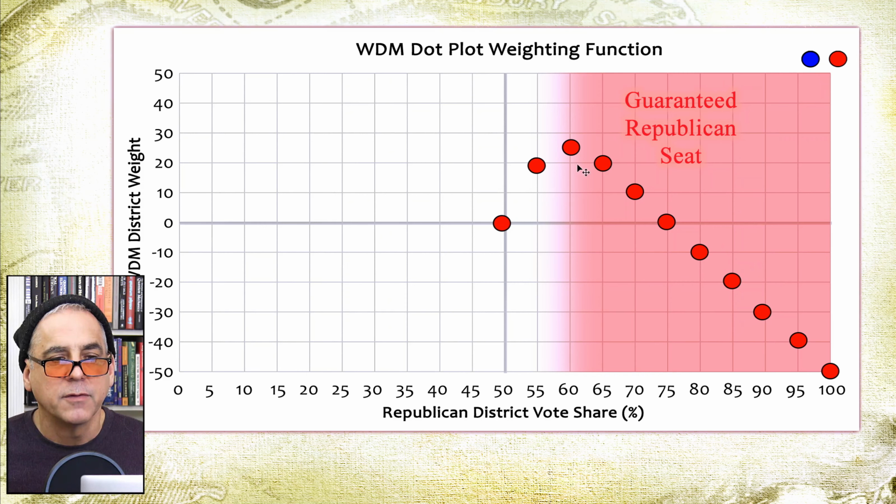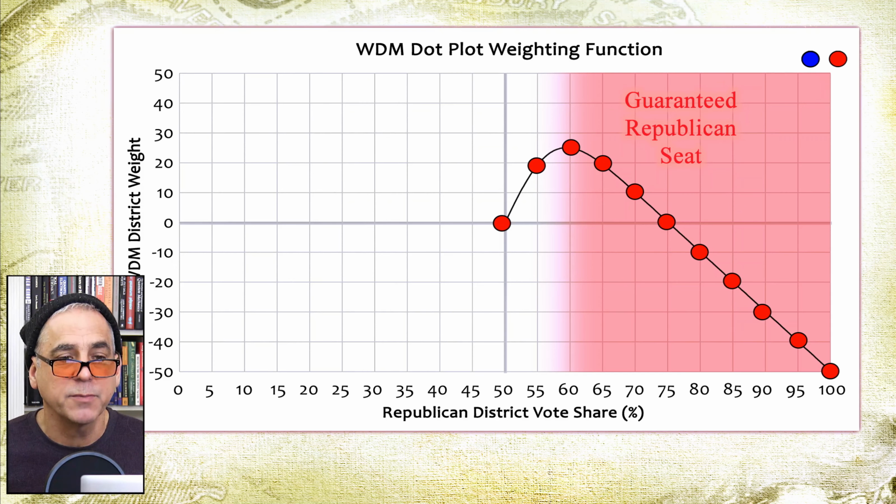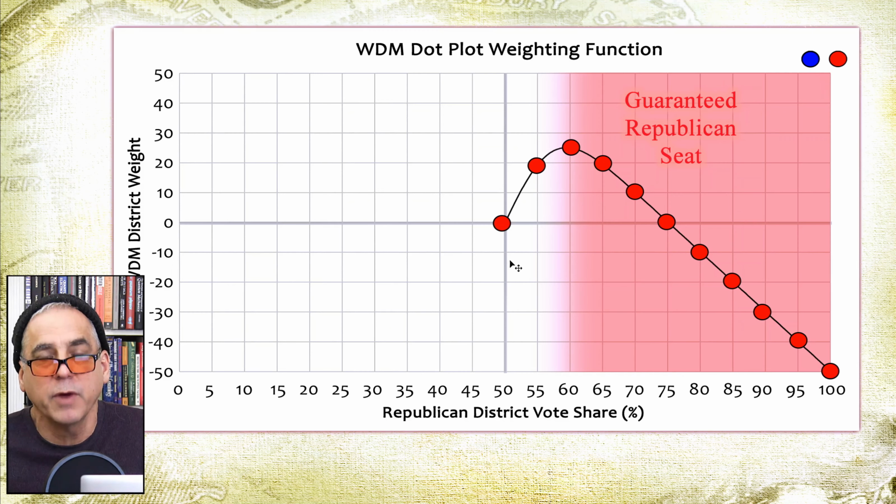Then up here, the most valuable district for Republicans is the 60% district. There are enough Republican voters in the district to pretty much guarantee the seat. Yet the district is not yet packed. Because of this, gerrymanders aim for this 60% district. We have established our weighting function for all districts won by Republicans. The weights we plot here should resonate with how you value these districts. When teaching a class, encourage your students to come up with their own weighting function and weight elections using their own weights.